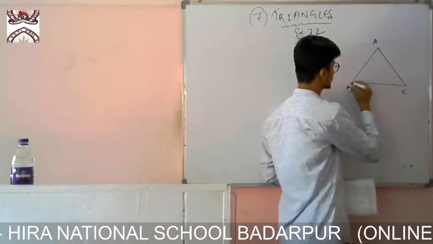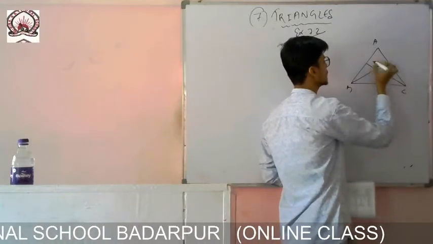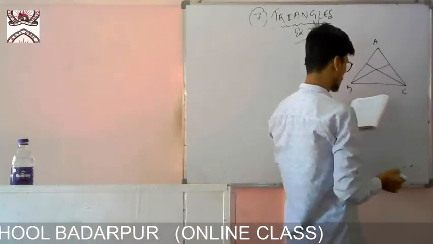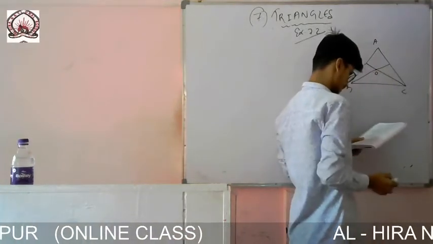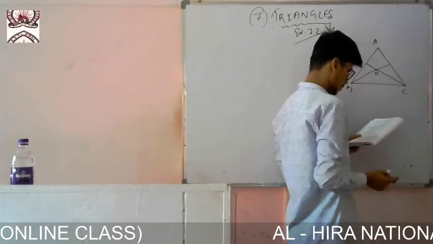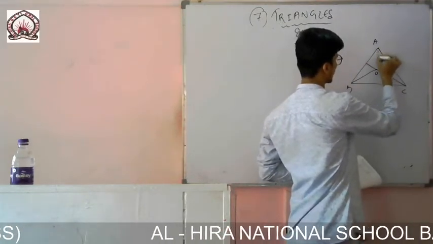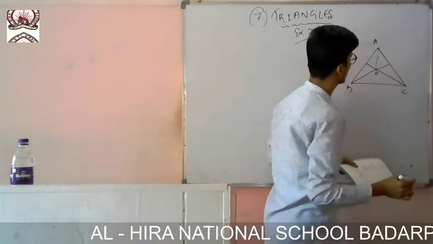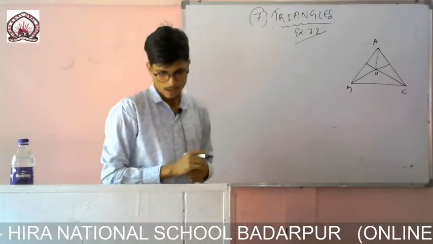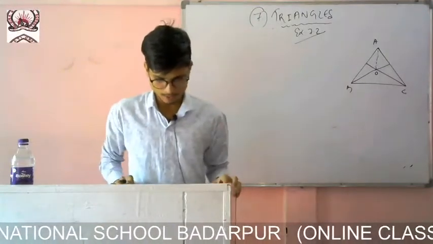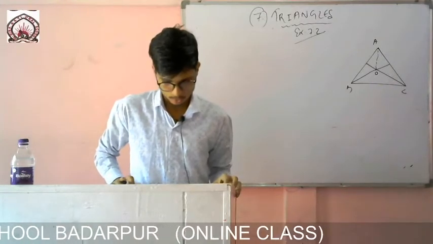Now what is given, that the bisectors of angles B and C intersect each other at O. So let me bisect this angle. If I bisect, it will be like this. If I bisect this angle, it will be like this. They intersect each other at O, and then you are to join A to O. Okay, so this is the figure. Now you see in the question you have to prove that OB is equal to OC.